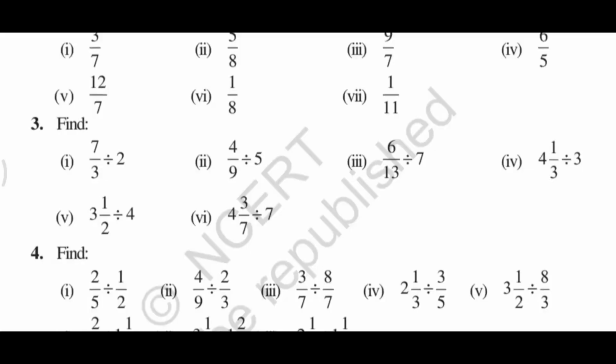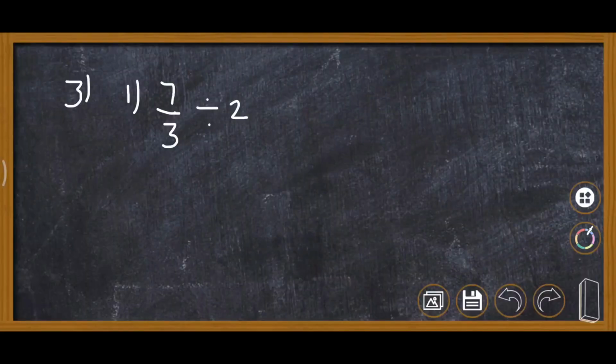Now we are on question number 3, find out. So here 6 parts are there. Now let us solve one by one all. Now this is first part, 7 upon 3 divided by 2. So you know that divide changes to multiply, and the number on the right side of the divide becomes its reciprocal. तो 2 का जो reciprocal होगा वो 1 upon 2 होगा.